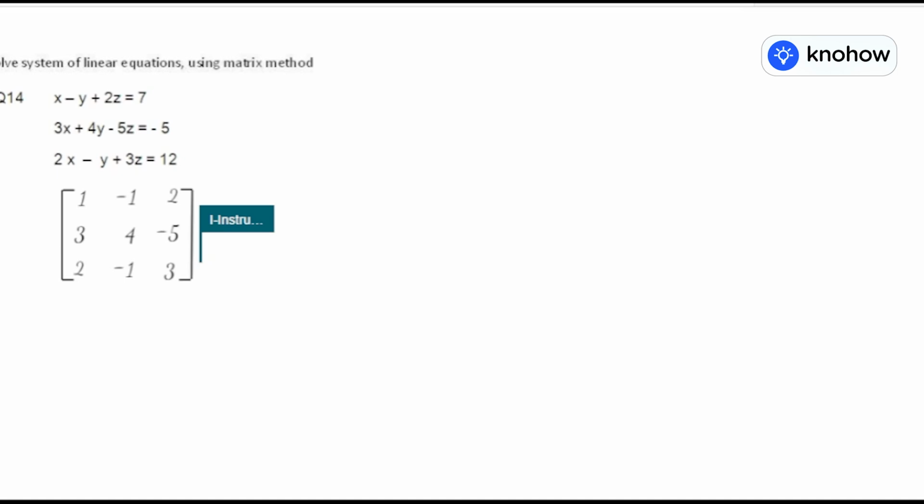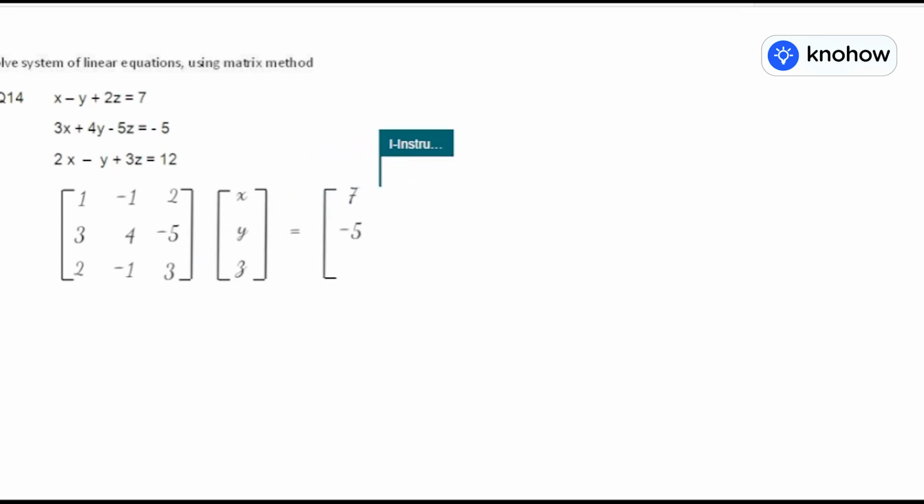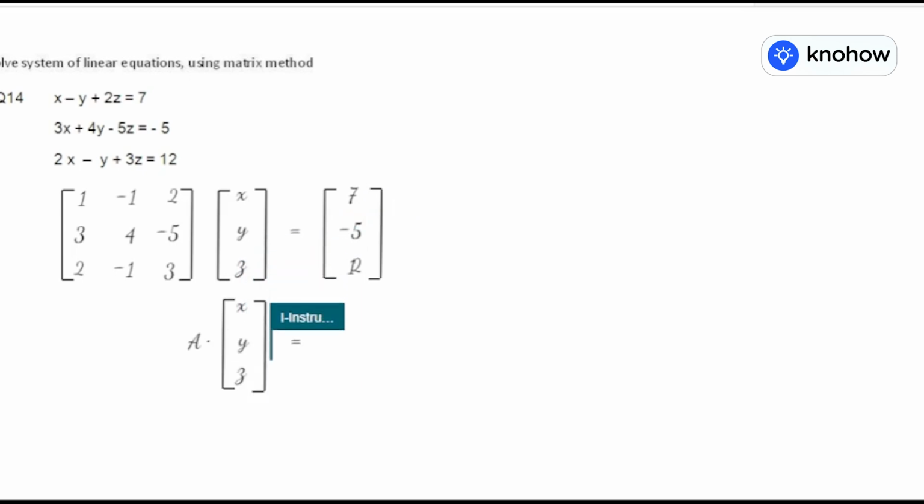And then the variable matrix, a column matrix X, Y, Z, equal to the constants 7, minus 5, 12. And now if I denote the coefficient matrix by A, keeping the variable matrix and the constant matrix as such, it may be written like this.